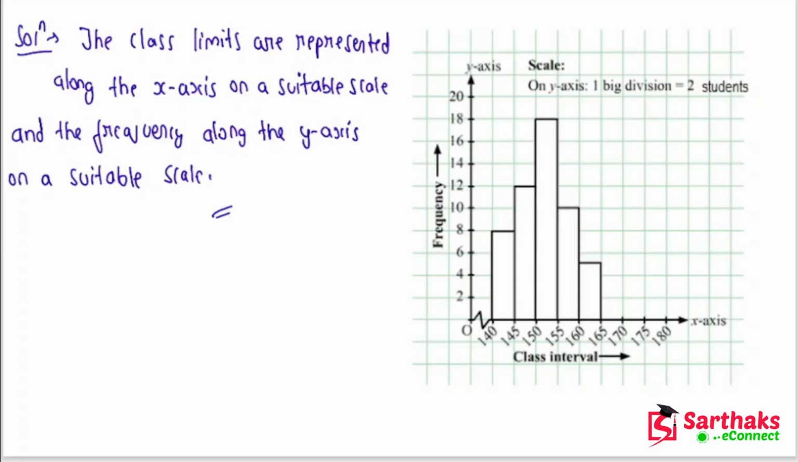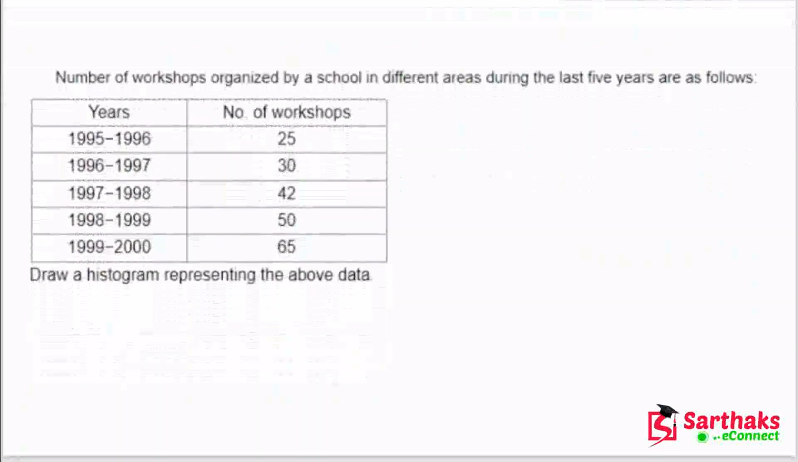Now let us talk about another question so as to understand this method more deeply. For this particular question we have the number of workshops organized by a school in different years, during the last 5 years, as follows, right? So number of years are there and number of workshops are there, right? So we have to draw the diagram and find how these data are represented on the histogram.